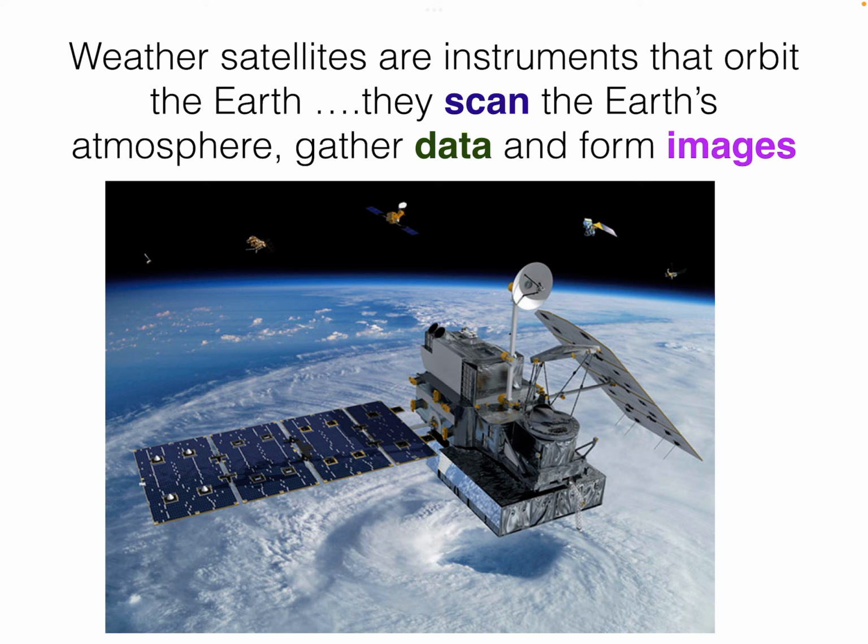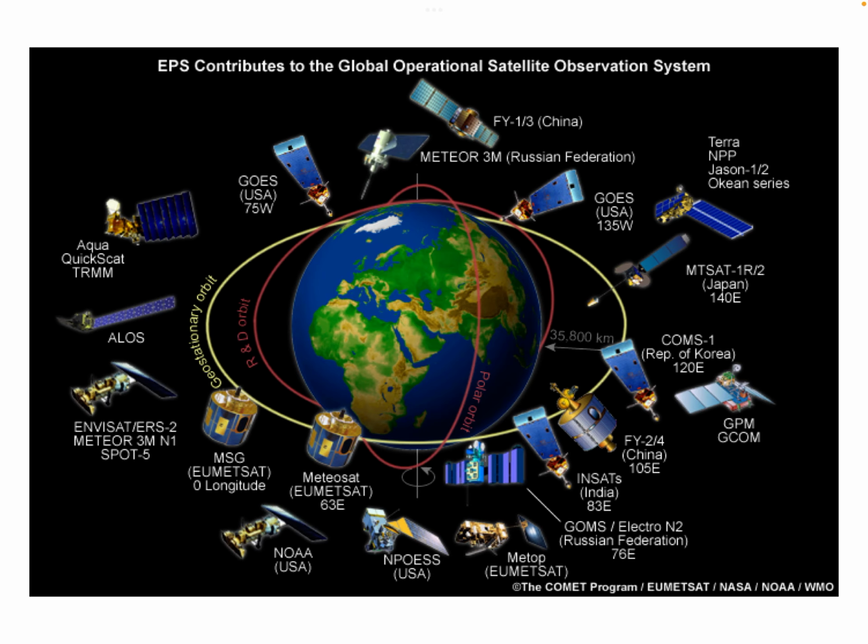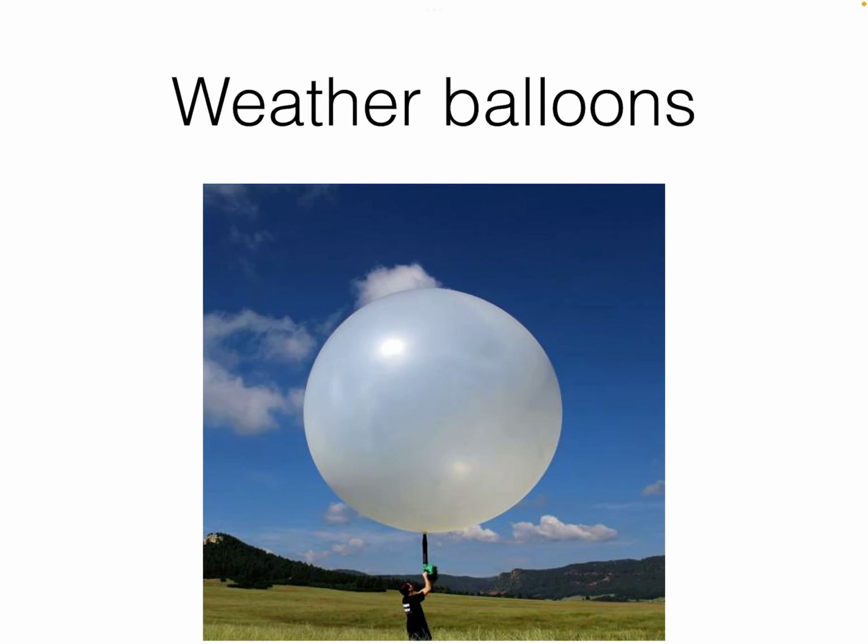So they're instruments that orbit the Earth. So they scan the atmosphere, okay? And they gather data and they send it back down to us. So they're often referred to as geostationary weather satellites. So they can operate at heights of about 35,000 kilometers above us. So it's mad to think what scientists and engineers have come up with to make these. Okay, so they typically move around the equator, okay, and they take the pictures from there. So that's a weather satellite.